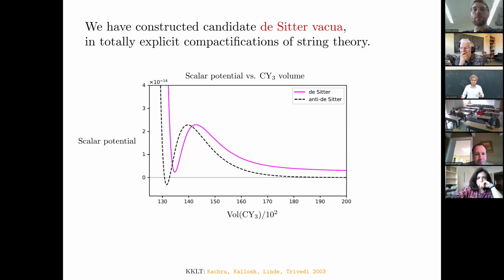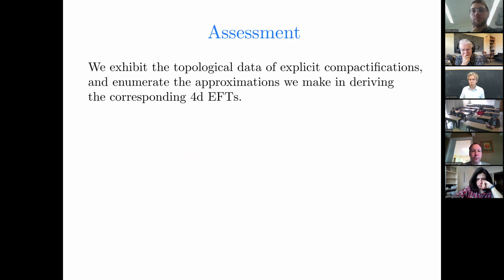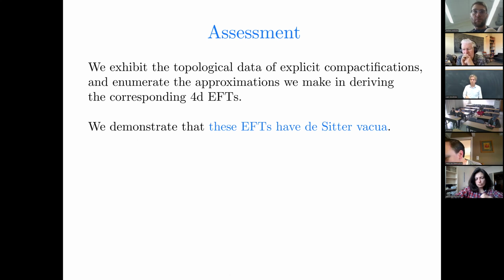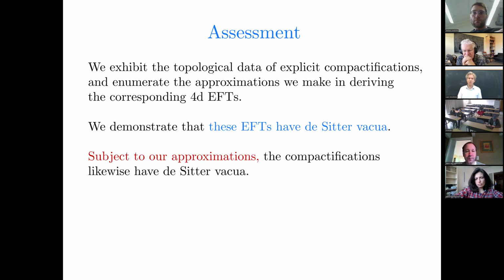So there's going to be mostly overview, but some details, but I want to give you really at the beginning a picture of the assessment, like to what extent should you trust the claims we're making? How strong a claim am I really making? So what we do in our paper and in the associated GitHub files, we present in total detail the topological data of explicit compactifications, and we enumerate all the approximations that we've made in deriving the corresponding four-dimensional EFTs. And we then demonstrate that these EFTs have de Sitter vacua. What that means is that subject to our approximations, the compactifications likewise describe solutions of string theory that are de Sitter vacua. But the approximations are non-trivial.